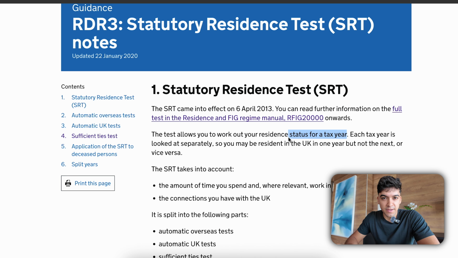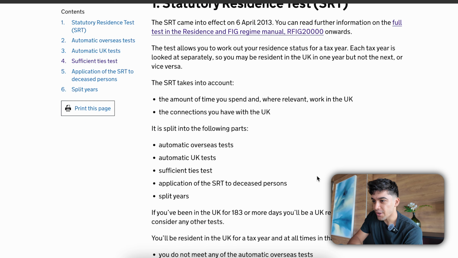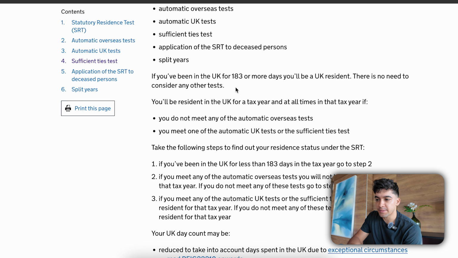Are you a tax resident, i.e. do you need to pay taxes in that country, or are you not? And each tax year is looked at separately. So again, you may be resident in the UK in one year, but not the other. And it's important to know that in the UK, the tax year goes from April to April, right? From the 6th of April to the 5th of April, which by the way is also my birthday.